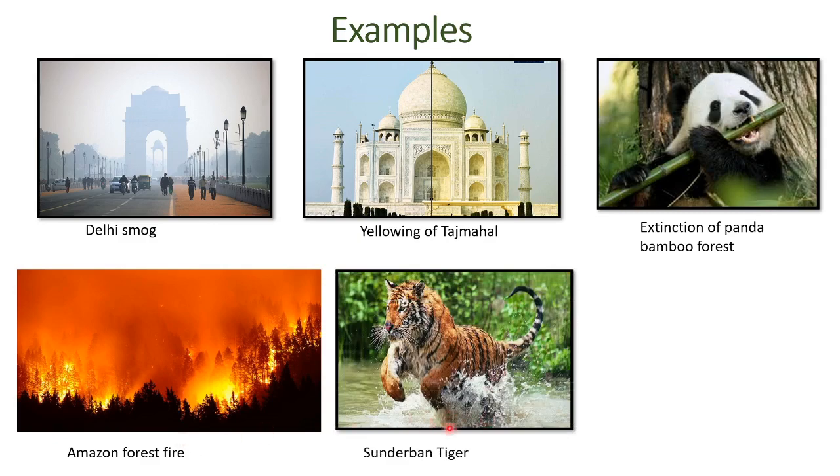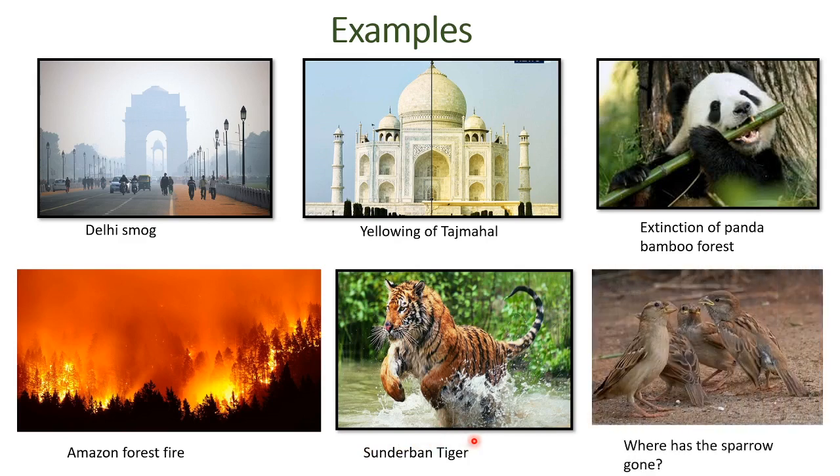Another example is the Sundarban tiger. Because of climate change, the sea level is increasing, because of which many of the lowland areas where tigers are present are getting covered with water, which is threatening the existence of the tiger. Another example is sparrows. I don't remember the last time I saw a sparrow. It has almost gone extinct from the urban areas.